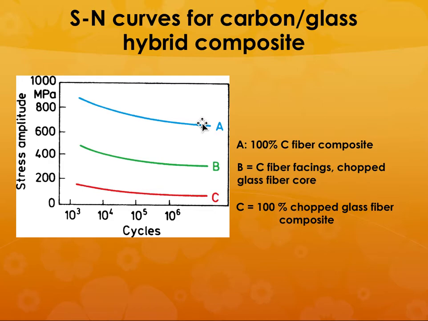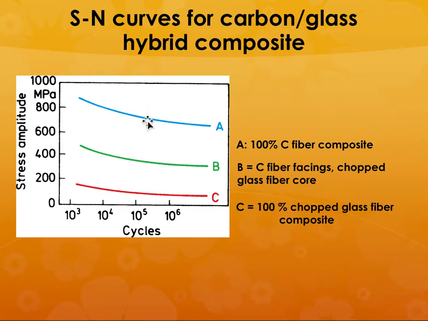We want to modify the material such that it has got better fatigue properties. So the S-N curve represents the fatigue properties of a composite or any material. So if you determine this, and if you plot the S-N curve of a hybrid composite material, you can see that if it is 100% carbon fiber, it has got very good fatigue properties. But for glass, if it is chopped glass, it's going to be pretty low. It's even less than 200 megapascals. But suppose you had carbon fiber facings and chopped glass fiber core, then the properties are somewhere in between.